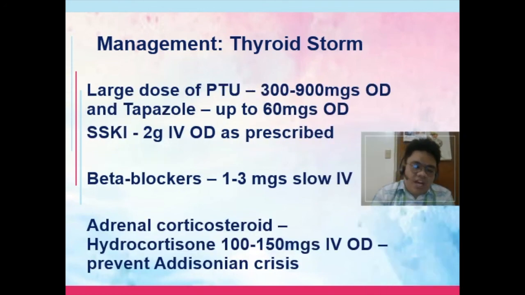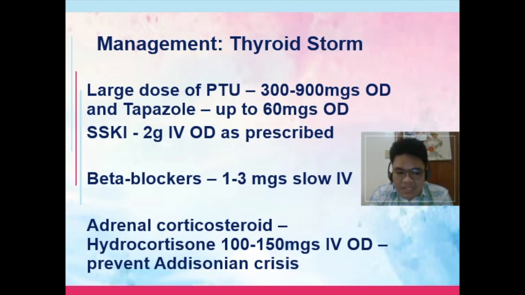Then, we give a large dose of your propylthiouracil in your thyroid storm. So that could be 300 to 900 milligrams OD. We also give your methimazole up to 60 milligrams. And then we give your SSKI, the strong solution of potassium iodide, 2 grams IV OD as prescribed. Okay, your beta blockers, 1 to 3 milligrams IV could also be given. Your adrenal corticosteroids, such as hydrocortisone, 100 to 150 milligrams, class, is given to prevent Addisonian crisis.